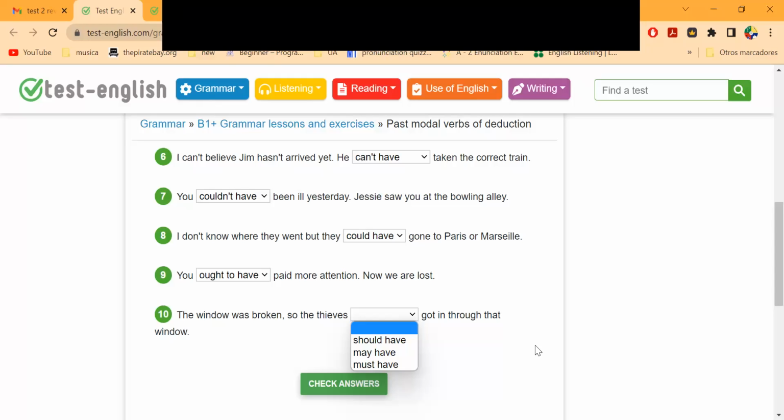Must have. Sorry, must have. Pero fíjate. Ah, no, sí, tienes toda la razón. Sí, no, todo bien. Están bastante seguros si era el vidrio roto. Lo más probable es que haya pasado eso. They must have got in through that window.